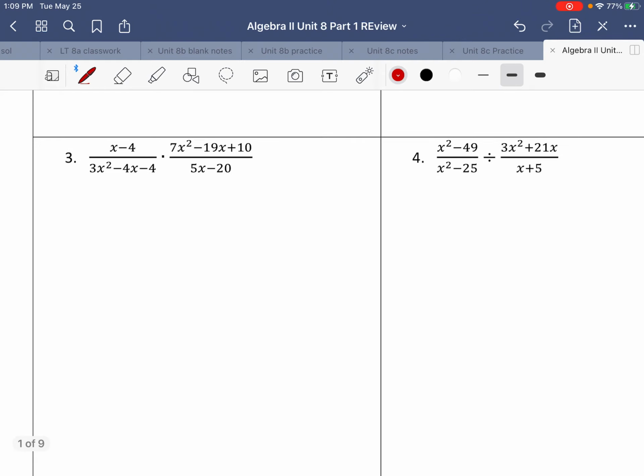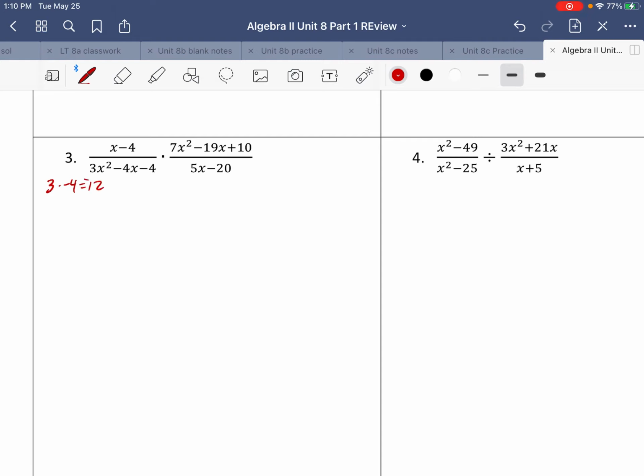Number 3. Multiplication, don't have to change it. Look at your numerators. X minus 4 cannot be factored. Here, let me do this. We have 3x squared minus 4x minus 4. No greatest common factor in that denominator, so I do a times c.